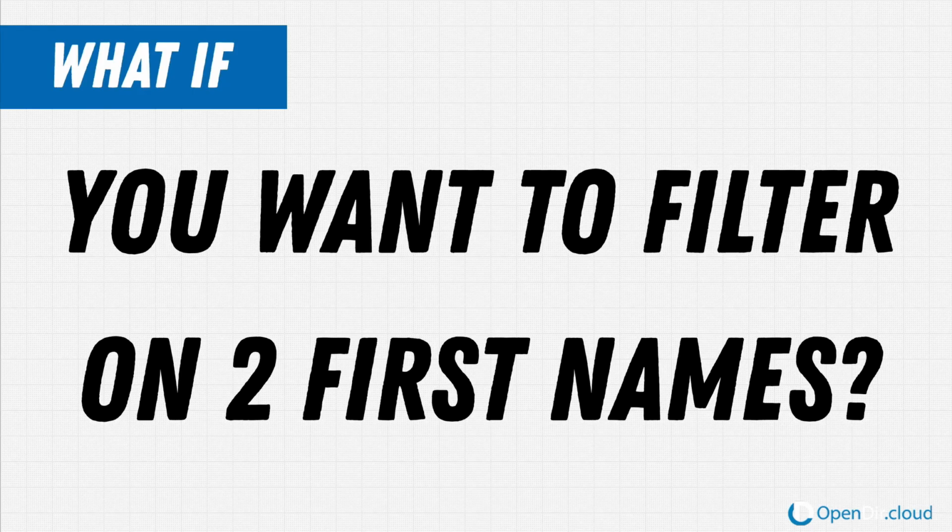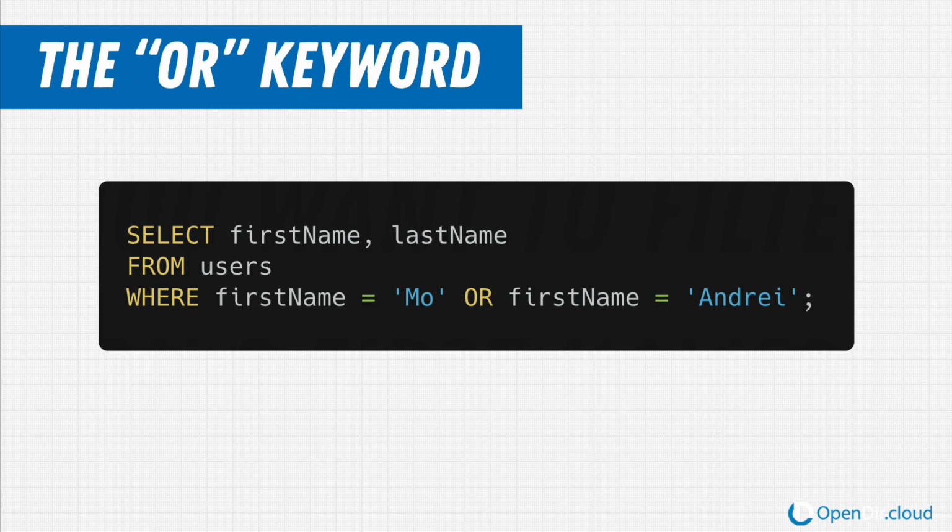So we started off with the question, what if you want to filter on two first names? And we saw how the and keyword doesn't really work for that. But the or keyword really does help. So if we did select first and last name, where first name is equal to Mo or first name is equal to Andre, we can clearly see how our filter is working in this case. Because an and keyword over here would say, well, the first name has to be Mo and the first name has to be equal to Andre.